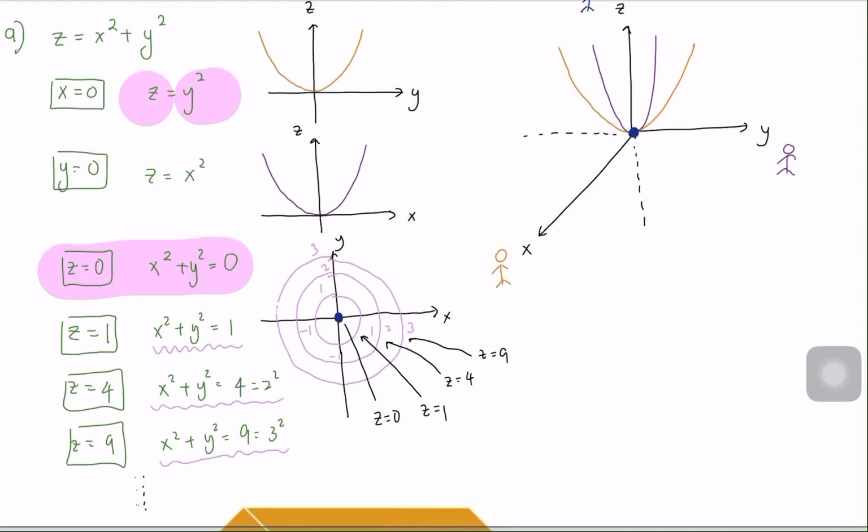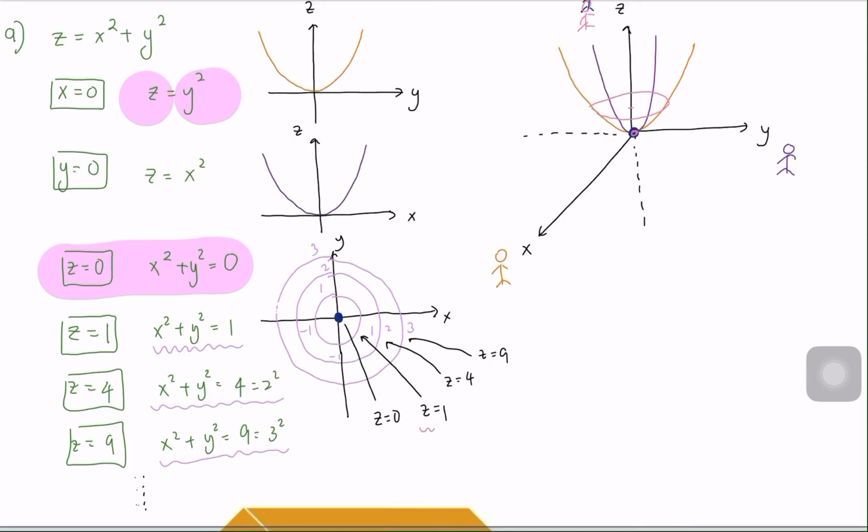Now what we need to do is merge, mapping this level curve or contour map onto the 3D graph from just now. From the z angle, we are sitting here. At z equal to 0 is here, and then at z equal to 1 you will have a circle.